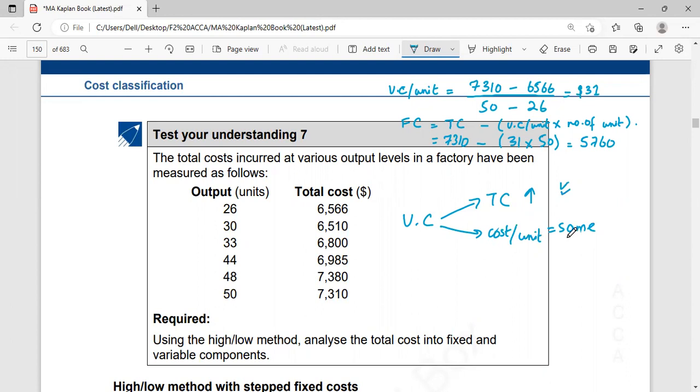Now, here is an example in front of you. Look, in this question, it is clearly visible that while the activity level is increasing, the cost is increasing, right? So it could be a variable cost. But to check whether it is a variable cost, we will divide cost with the units. So now divide this cost with these units and tell me what will be the answer of cost per unit. 6566 divided by 26. It's 252.5. Now do the same with this.